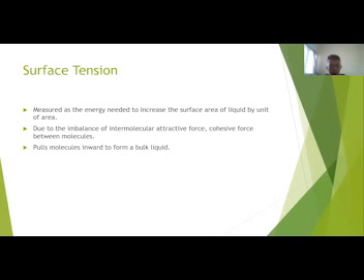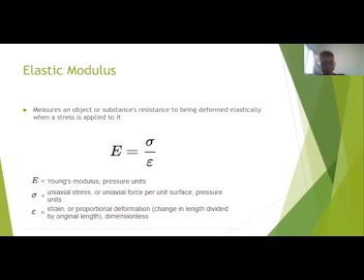So now we will proceed to surface tension. Surface tension is measured as the energy needed to increase the surface area of a liquid by a unit of area. Surface tension happens due to the imbalance of intermolecular electric force, the cohesive force between molecules. It will push the molecules inwards to form a bulk liquid.